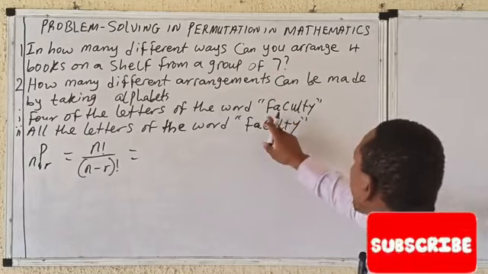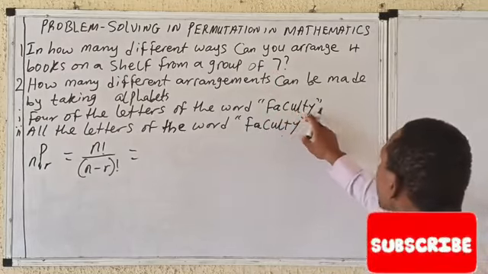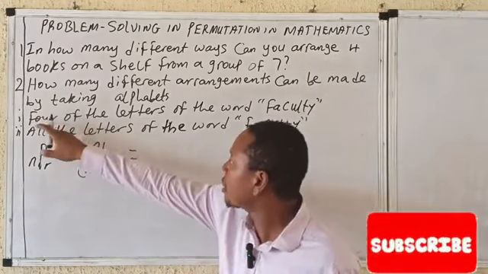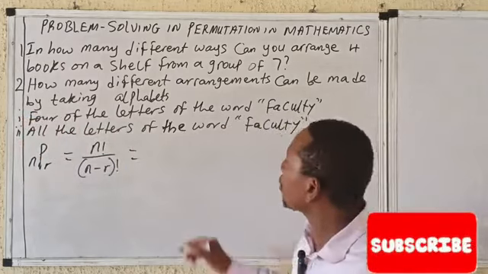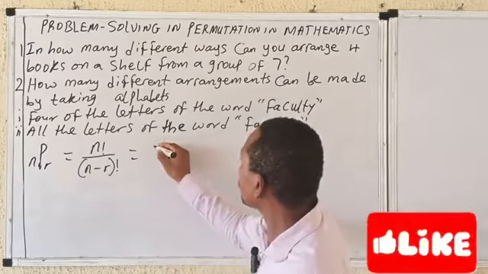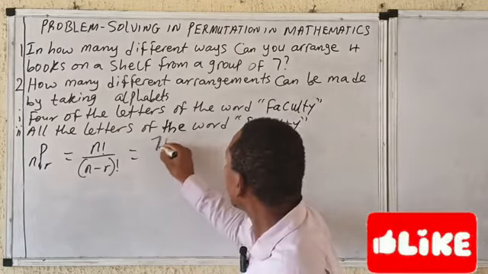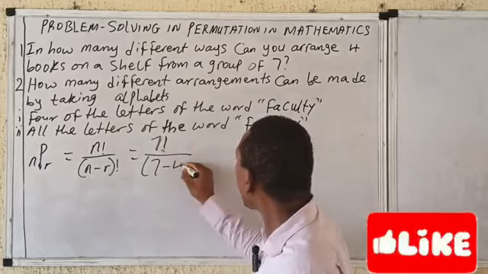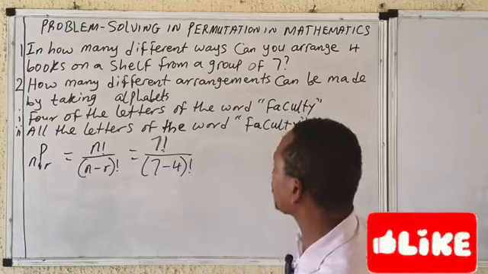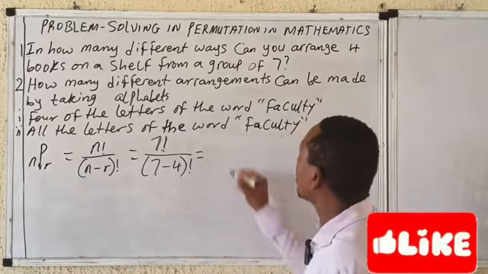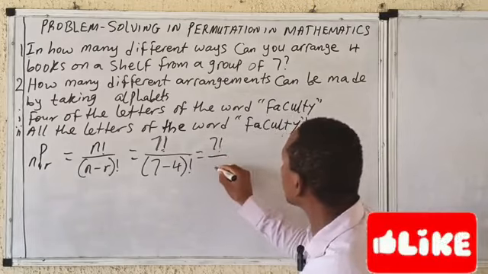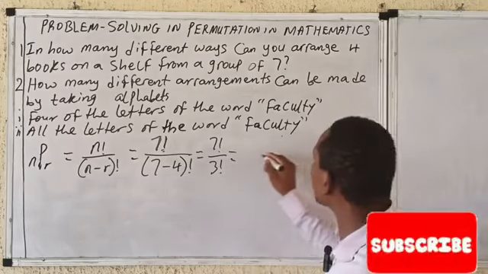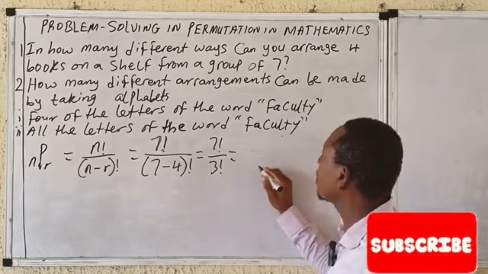And here, how many alphabet do you have? 1, 2, 3, 4, 5, 6, 7. So n remains 7. In this case, we are only interested in 4 in this part A. So r is 4. So it remains n factorial, 7 factorial, all over 7 minus 4 factorial. And what is our answer? This is 7 factorial and this is 3 factorial, just the way the previous one. And if you expand it, your answer is 840.